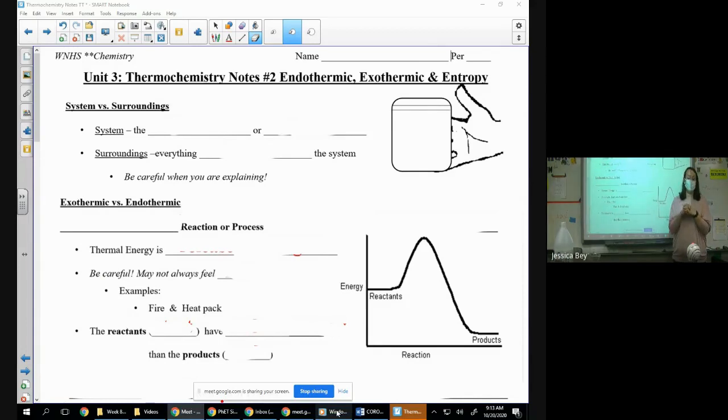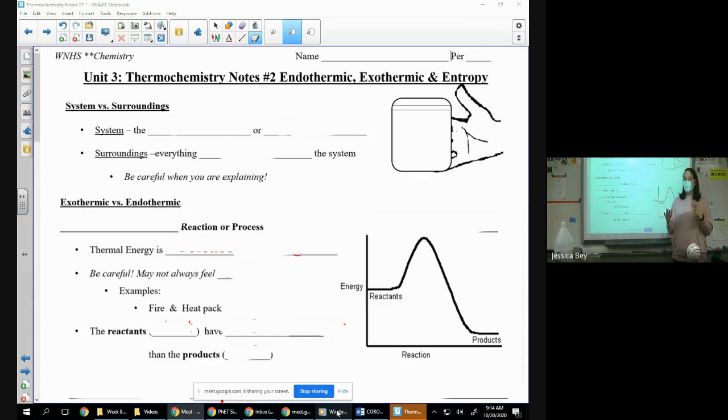This is what makes chemistry. We're talking about endothermic, exothermic, entropy, and spontaneity, and that can get rather confusing. The other thing that is at our disadvantage is the way this unit usually goes: we do a lab, we take some notes, we do a lab, we take some notes, we do a lab, we take some notes. And we do not have that capability right now.